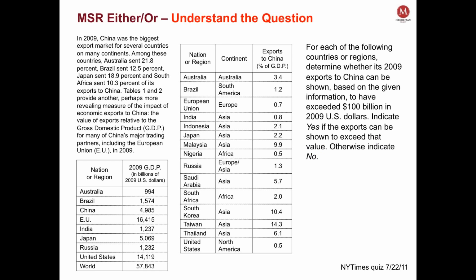This is going to be a series of either-or questions. It says, for each of the following countries or regions, determine whether its 2009 exports to China can be shown based on the given information to have exceeded 100 billion in 2009 US dollars. As you're reading, you might want to be thinking, where am I going to get the data? You're supposed to indicate yes if exports can be shown to exceed that value, otherwise you indicate no.